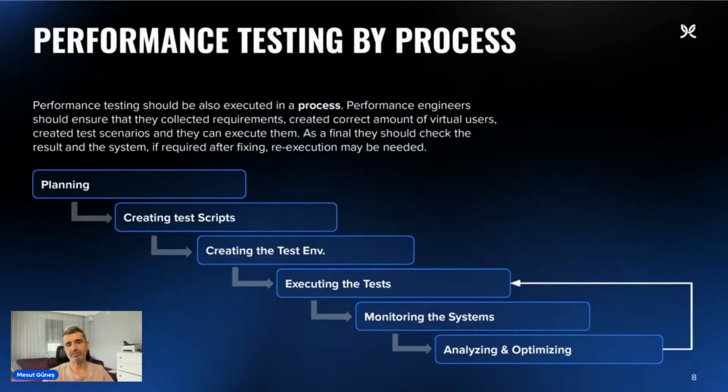So let's talk about how we can define the performance testing by process, because performance testing is a process. It is very similar to what we are doing in the SDLC, the software development lifecycle. So basically, in the planning phase, we should gather the requirements from the business side, and then create a plan depending on the requirements.